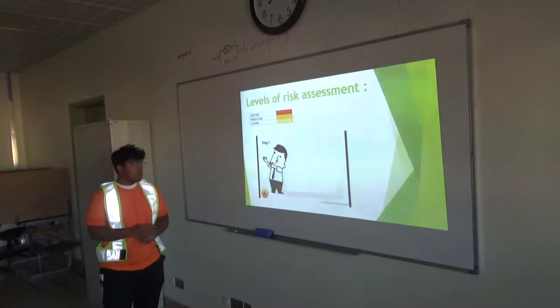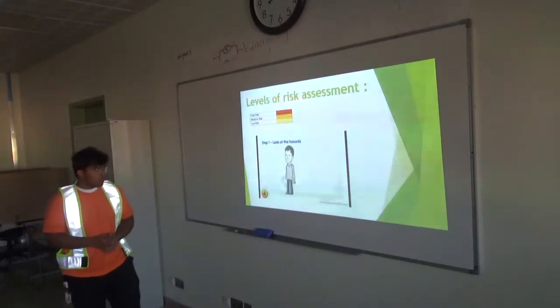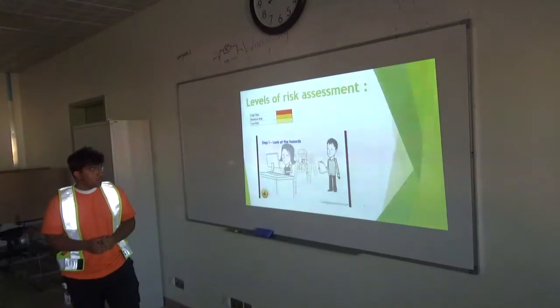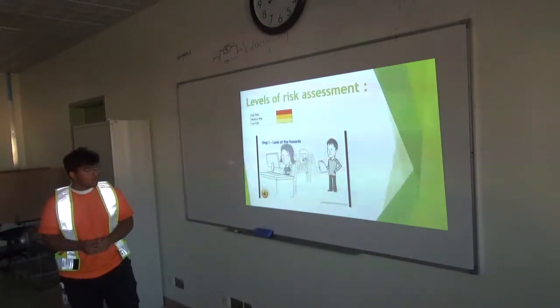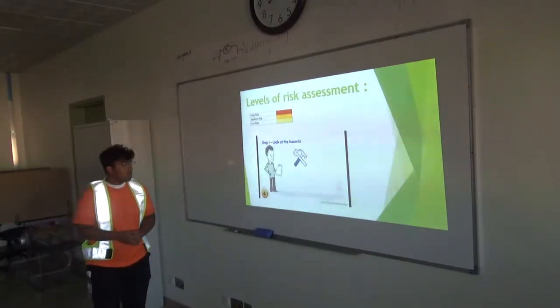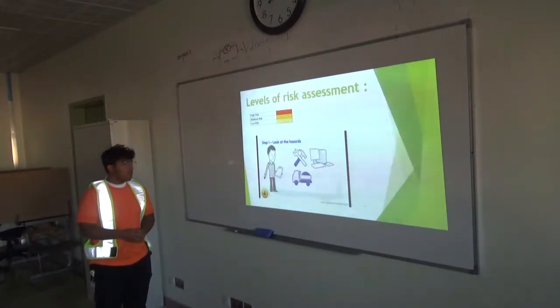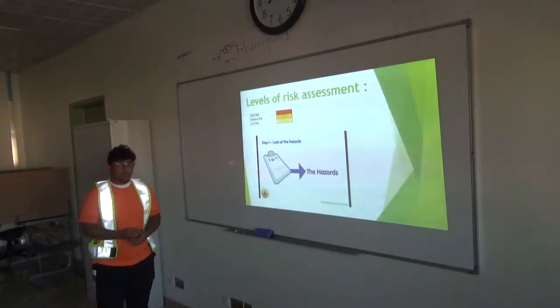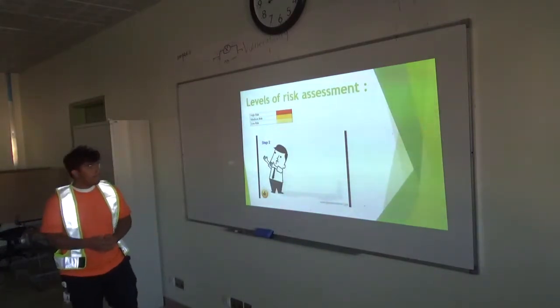Step 1, look at the hazards. Take a pen and paper. Start at the entrance and work your way through your workplace. In each area, have a good look at the workplace and the work that is being done. Look at the tools, equipment, materials, and the work methods. Write down what can cause harm to people. These are the hazards.